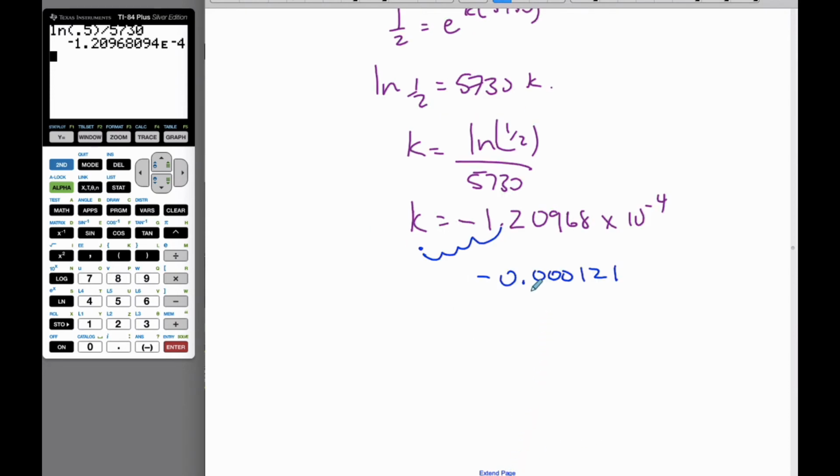And so it means that the rate of decay, here's the percent, is going to be 0.0121%. That's how much it is decaying away each year.